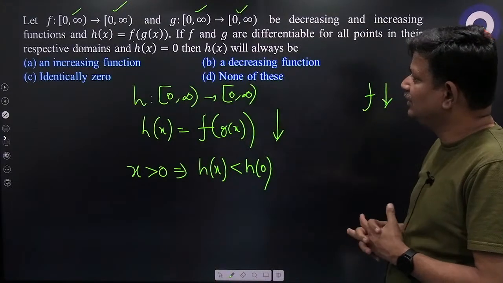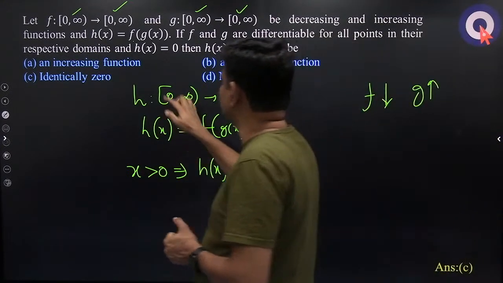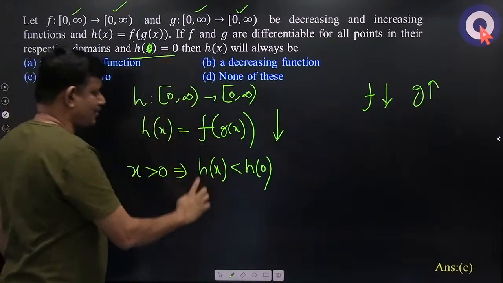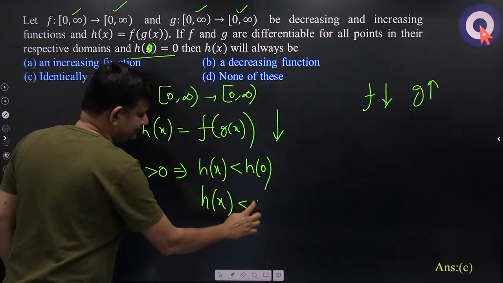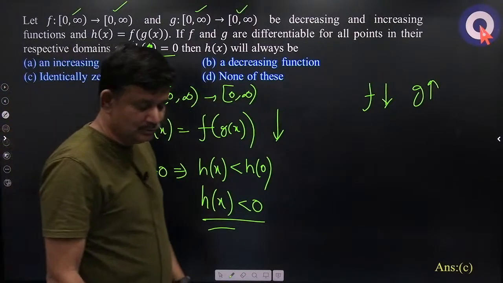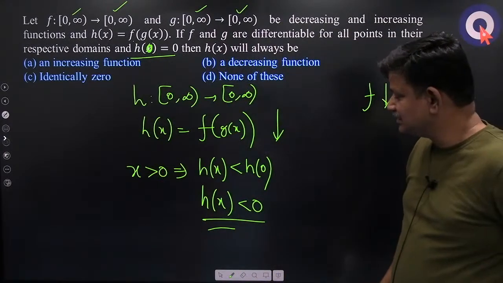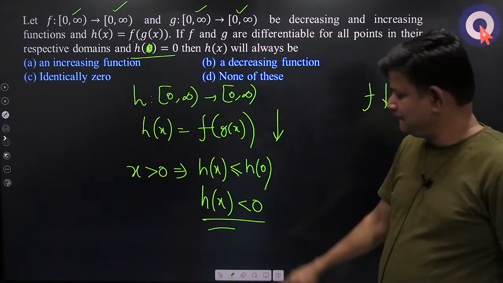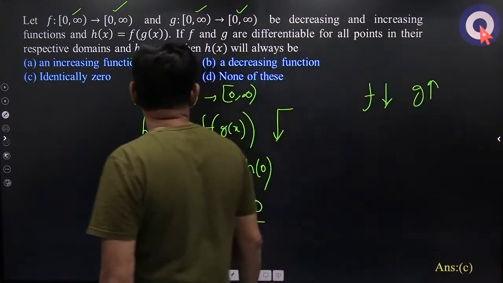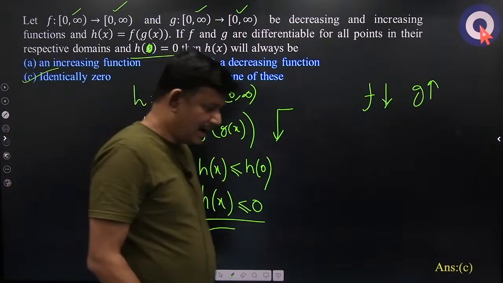Now what is h of 0? It is given to be 0. So what are you getting? H of x is less than 0. But can h of x ever be less than 0? No, because it is a mapping from 0 to infinity to 0 to infinity. So h of x cannot be less than 0, it can only be equal to 0. So this cannot be a decreasing function, it can be a non-increasing function. So h of x will always be identically 0.